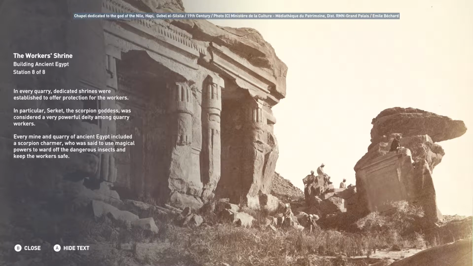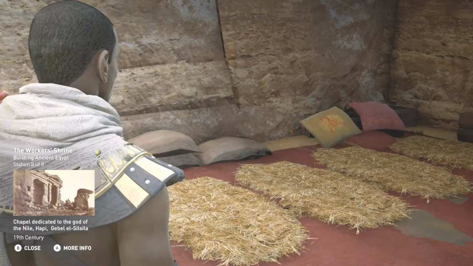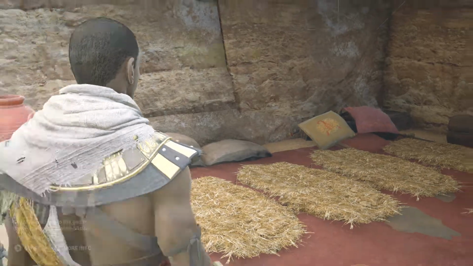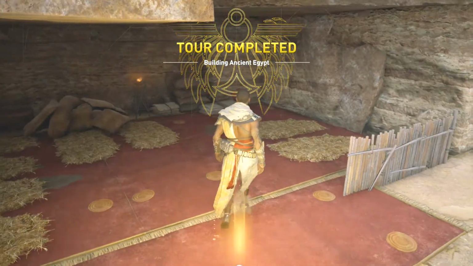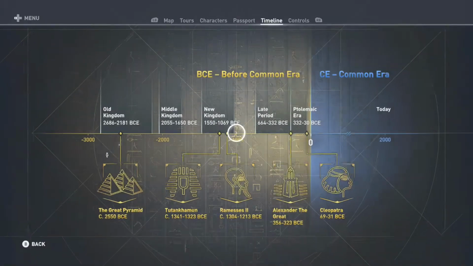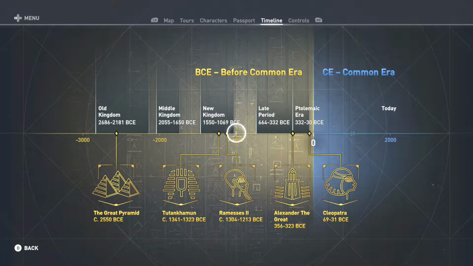Okay, so that completes the tour right here. By the way, before we wrap it up, the image that you saw right here is the chapel being dedicated to the god of the Nile named Hapy. And that was all the way back in the 19th century. So good photo for that. And that thus completes Building Ancient Egypt. That tour is now officially completed. And we've still got plenty more to go.